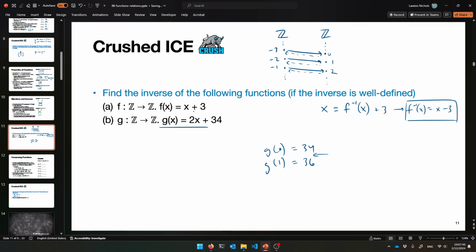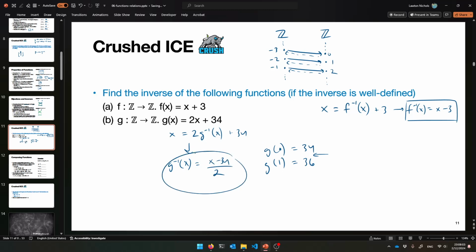So if you swap x and g inverse of x, the side is x now, 2 times g inverse of x, like me swapping x and y, plus 34. So solving for the inverse, you're going to see that there's a problem here. If you solve, this becomes that g inverse of x is equal to x minus 34 over 2.